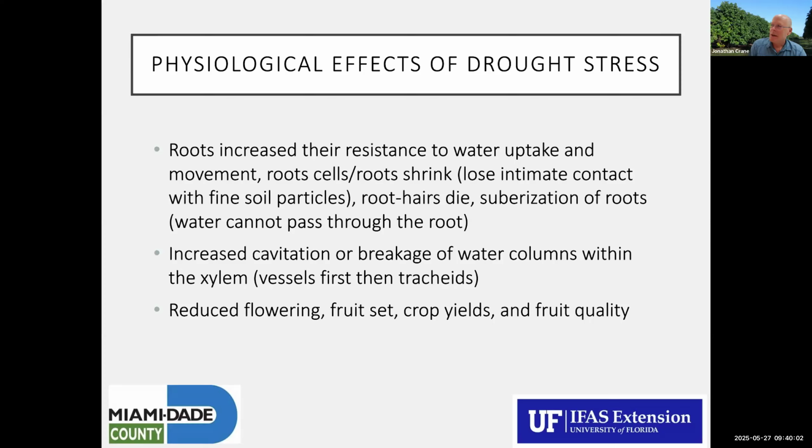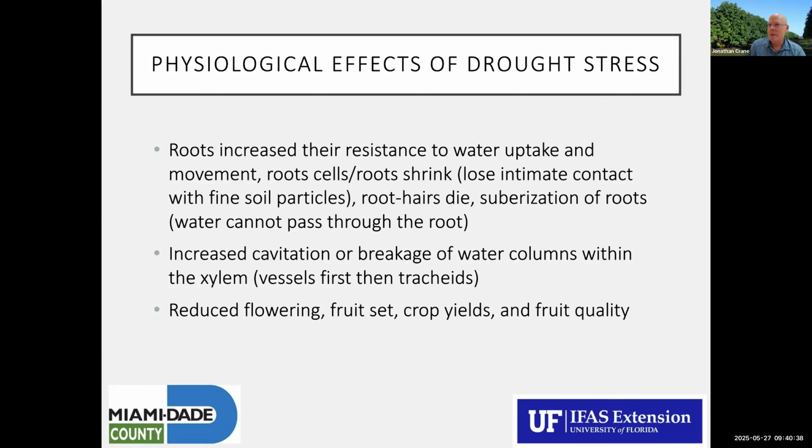So some of the other effects. What happens too is that when the trees get drought stressed, the roots can actually resist taking up water, partly because the roots actually shrink, perhaps somewhat, and so they lose the intimate contact with the soil, right? So there's a little gap there, and that makes it harder for it to absorb water. If it has root hairs on the roots, which are super important for most trees, those can end up dying. So again, reducing the water uptake potential.